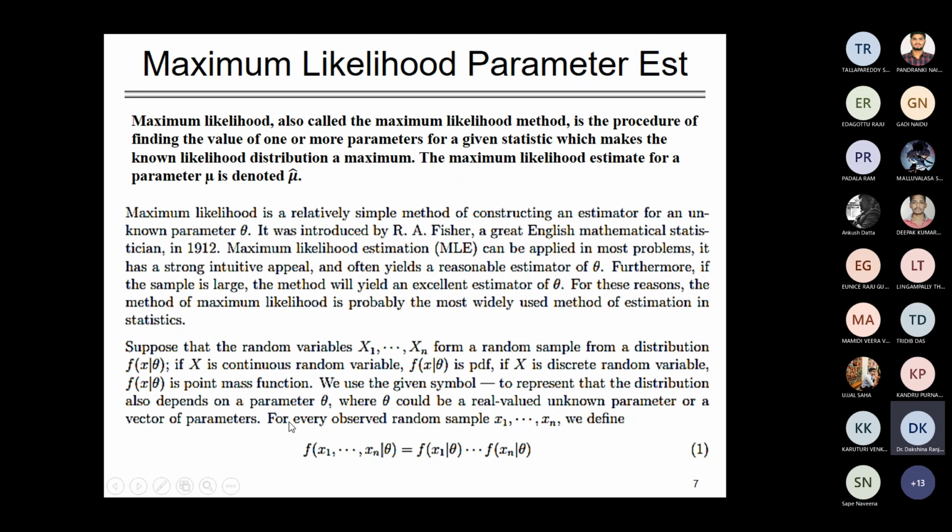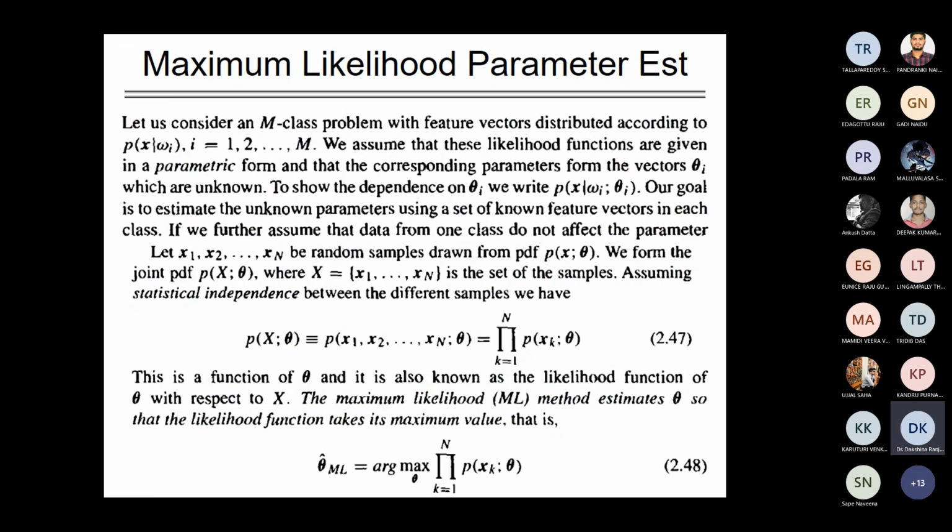Okay. So for every observed random sample x1 to xn, we can define this function, and this function will give us the likelihood function, and from there we will get the maximum likelihood. Now here we will consider an M class problem with feature vectors distributed according to the probability of x given wi. This probability of x given wi is nothing but the likelihood. So this probability represents the likelihood for i equals 1 to M.